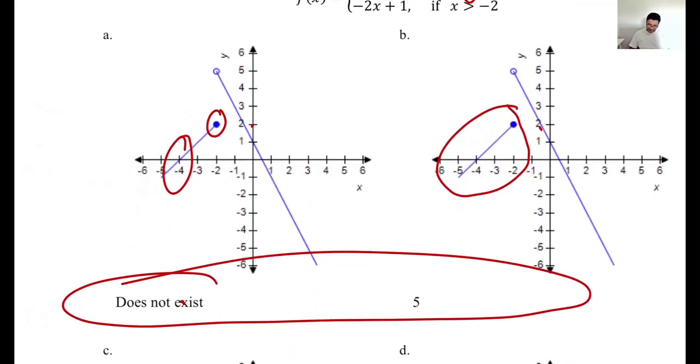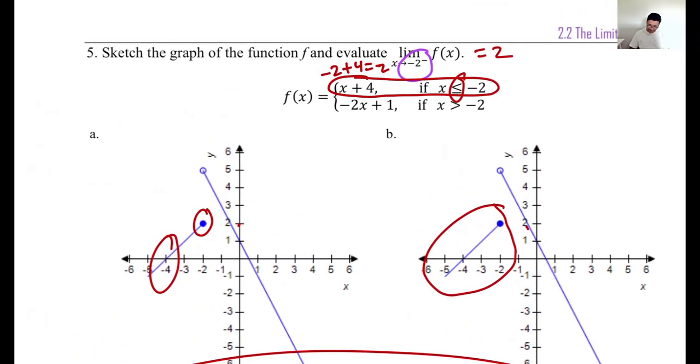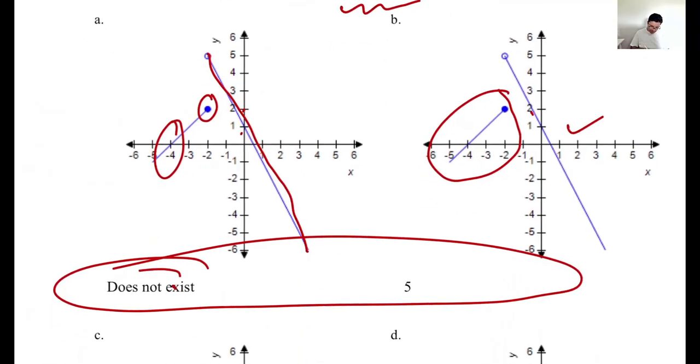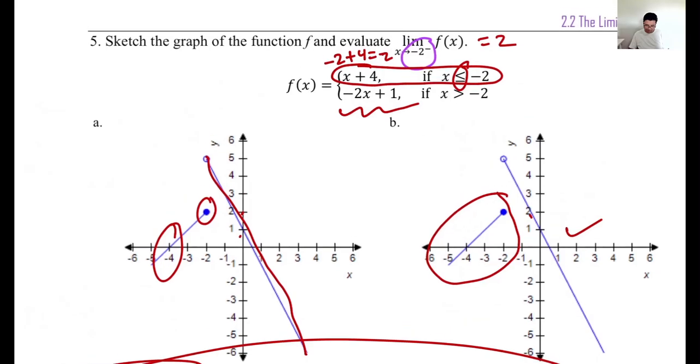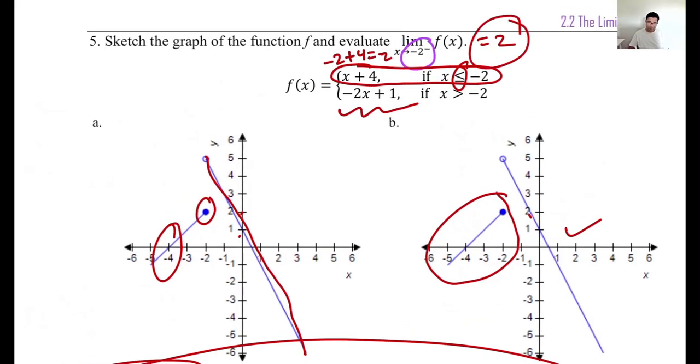Both of these graphs are good. Those are the graphs of the right-hand side function, which is negative 2x plus 1, and you can see that line is negative 2x plus 1. Okay, slope is negative 2 and y-intercept is 1, right? So the graphs are good, but the conclusion that the limit does not exist is not true, or that the limit is equal to 5 is also not true. The limit is equal to 2.